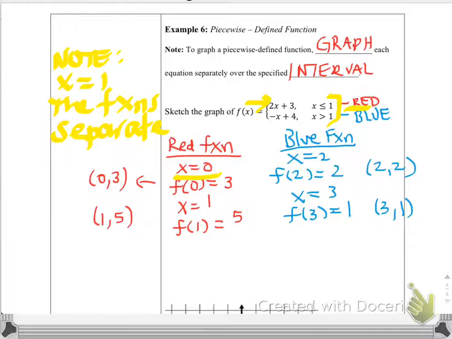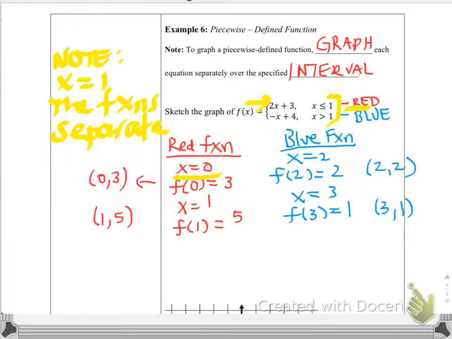I didn't write that there. Feel free to put that in your notes so you have it. But for the sake of time, I didn't want to write everything. Okay, and then I use 1, because although 1 is our special number that separates our function, 1 is part of that first function, right?